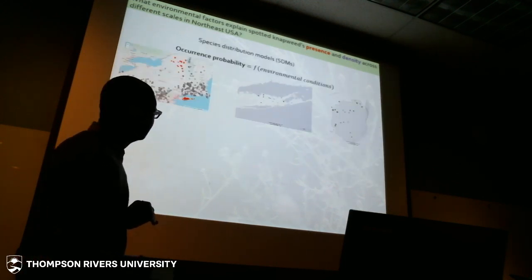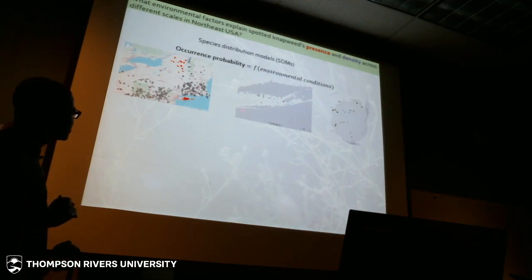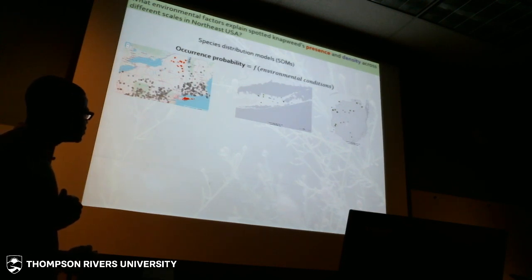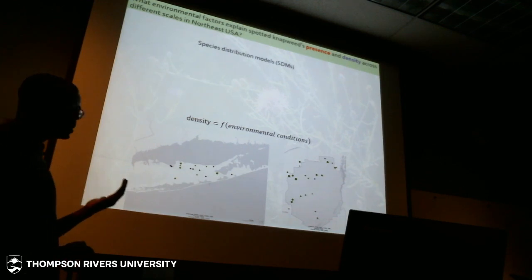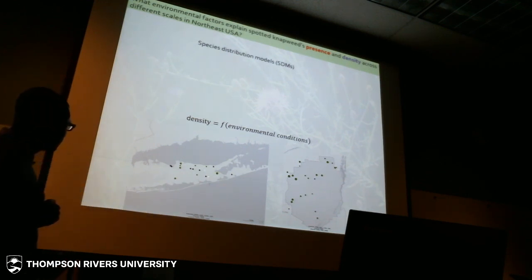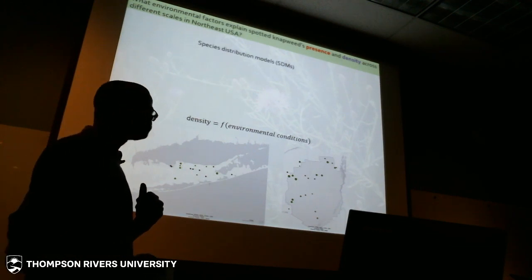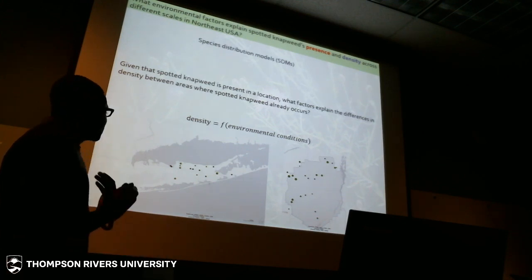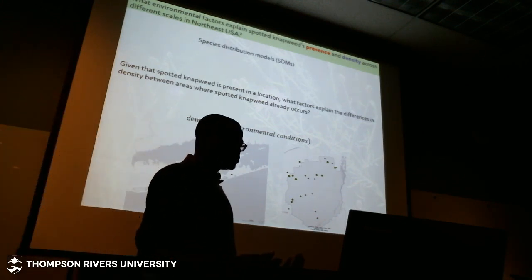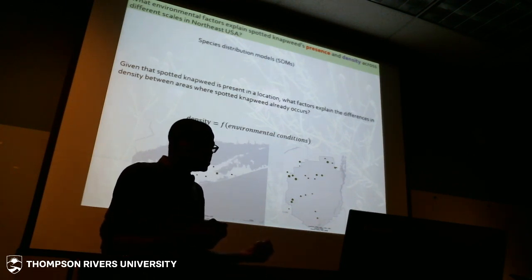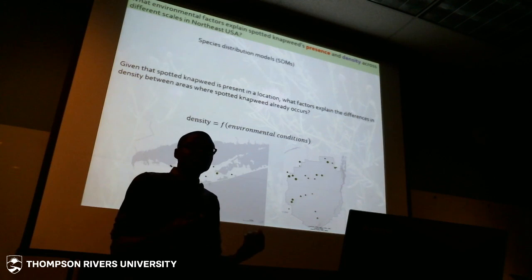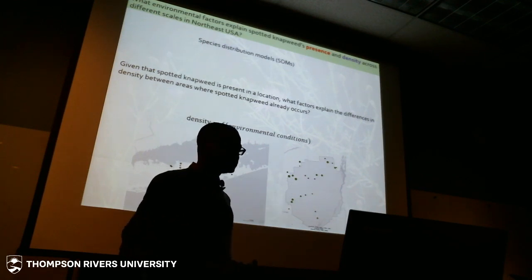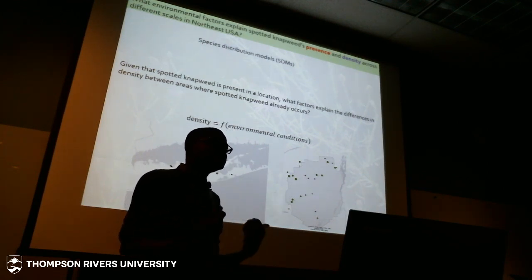Using all of this data, I used presence-absence data to build the distribution models for the Northeast, for Long Island, and for the Adirondacks. But in addition to that, I also used density to build distribution models for Long Island and for the Adirondacks. The additional information that I thought density would give us is, given that we know spotted knapweed is already present in a location, what factors explain the differences in density between these areas where it is already present? With presence-absence data, we know the organism is already present, but would the differences in density tell us anything different?